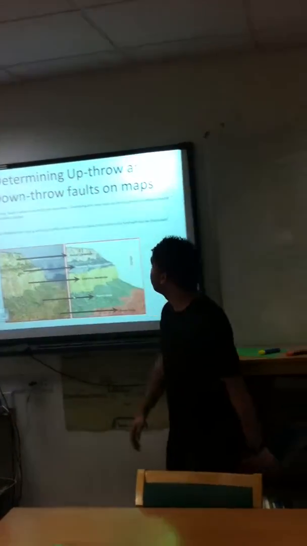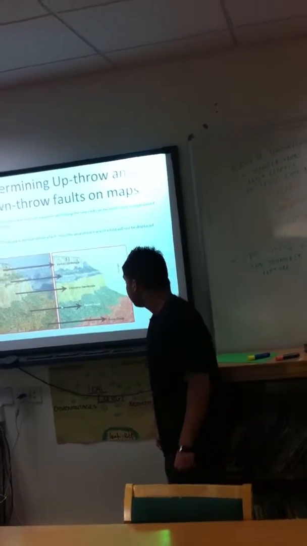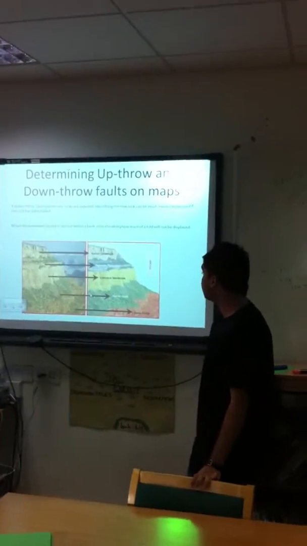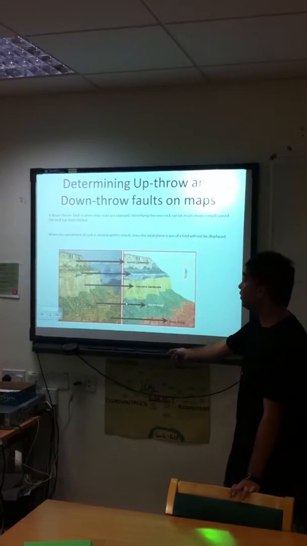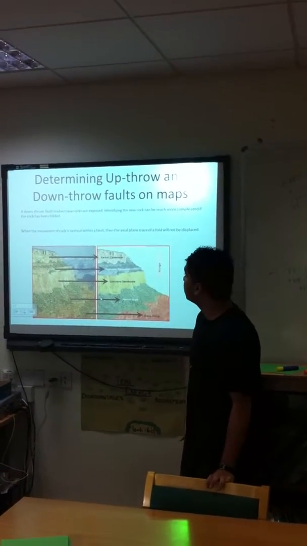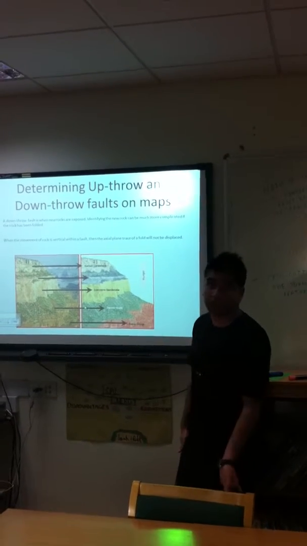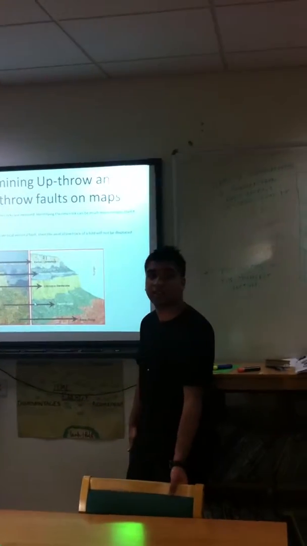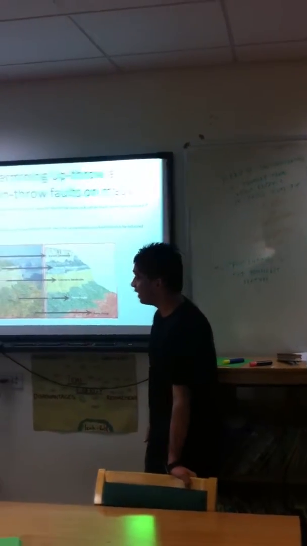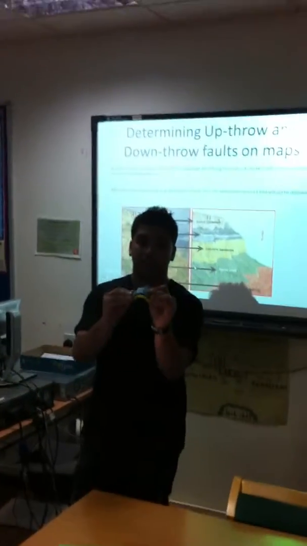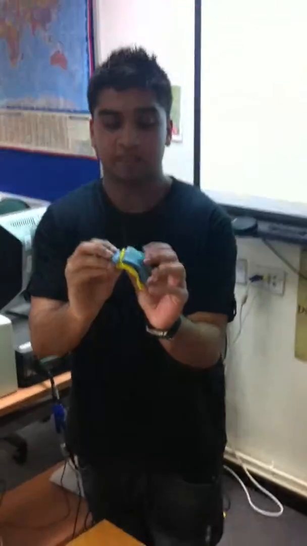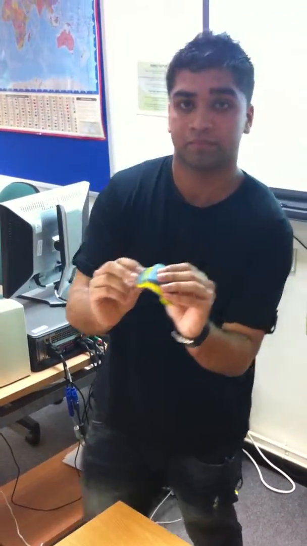Determining up-throw and down-throw faults on a map. In rocks on maps, the youngest rock is always on the top, oldest being at the bottom. New rock is always exposed at the top. It can be a much more complicated task to identify the age if folding has taken place. Here we have a 3D model. If the top of the rock was to be exposed, a down-throw fault would take place. As you can see, the new rock would form there.